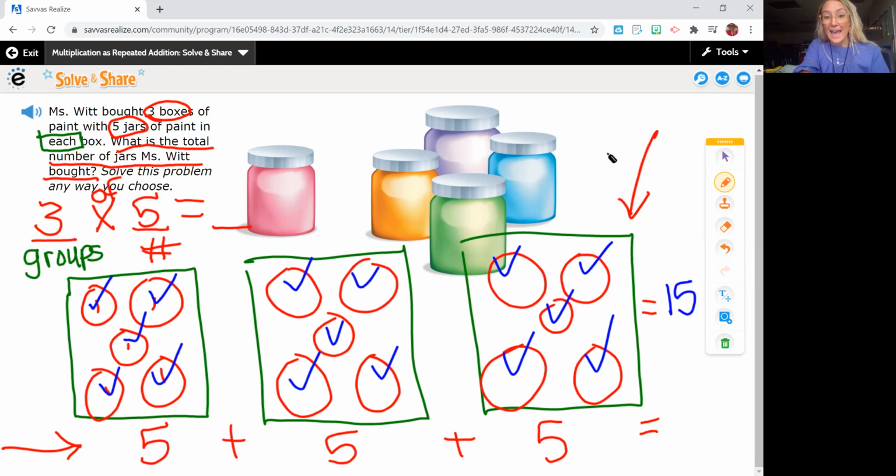Now let's add each group. So 5 plus 5 is 10, and 10 plus 5 is 15. That means that my product, my answer to the multiplication problem, is 15 jars.